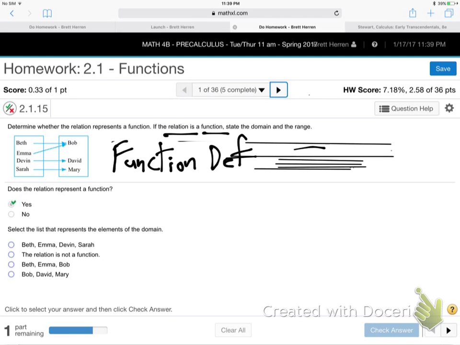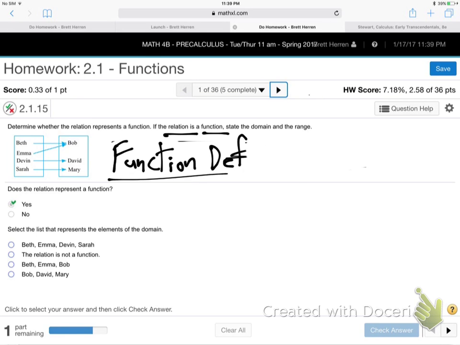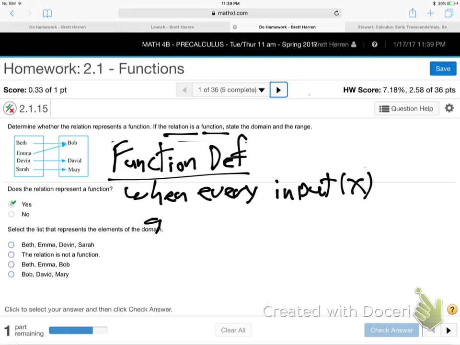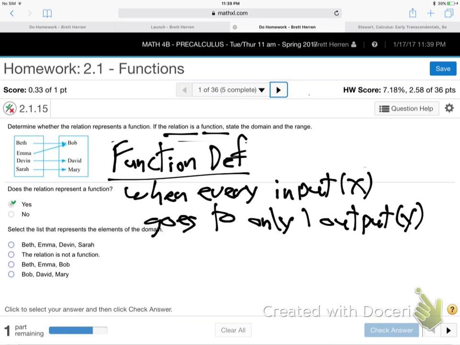Function definition. When every input x goes to only one output y. That's the definition of what it means to be a function. They're going to keep using this over and over again.